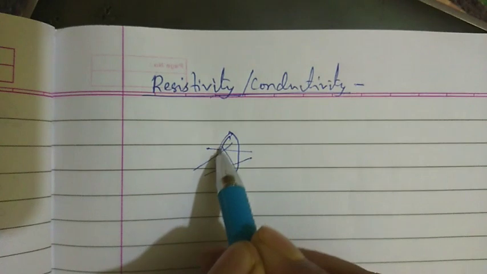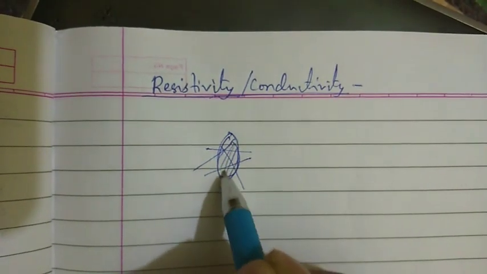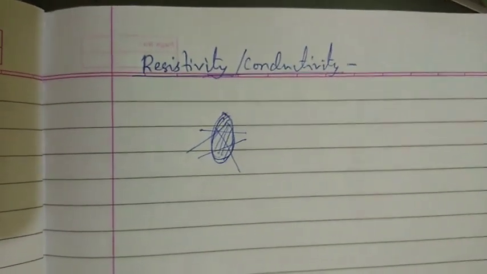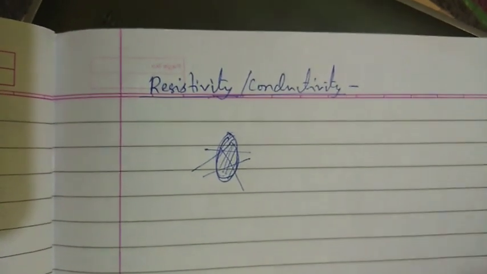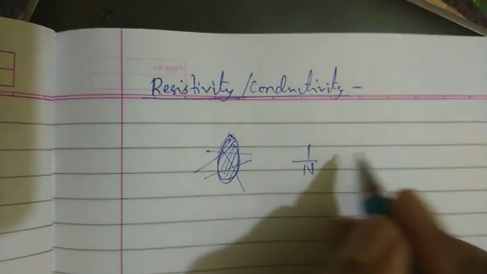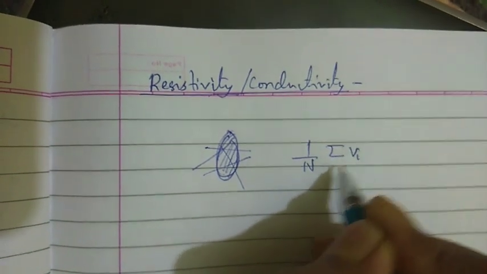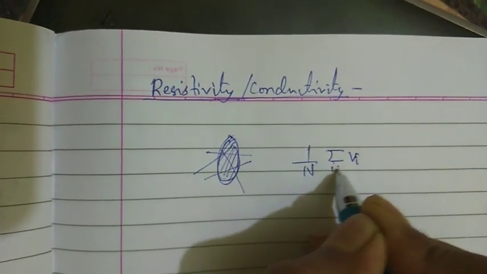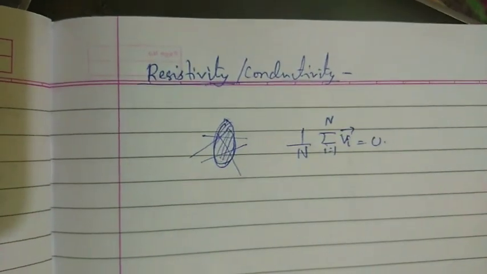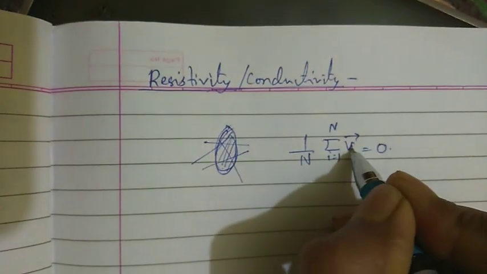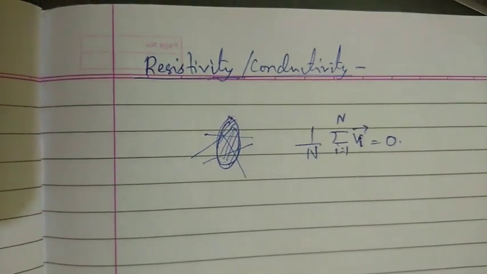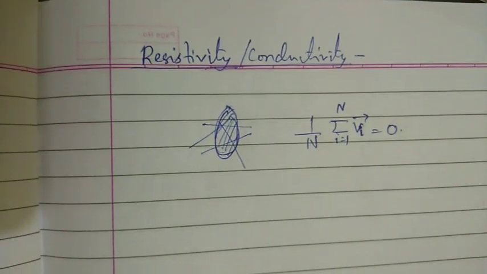So if you consider any given area, the net charge crossing this area is actually zero. In other words, suppose there are n number of electrons, the average velocity can be written as, this is just a notation, sum over i equals 1 to n of v_i, and this becomes actually 0. So this is why, though there is a movement of the electrons, it does not produce any current.